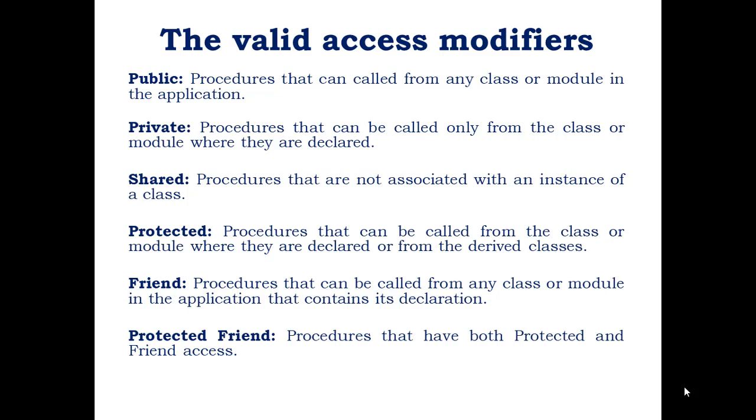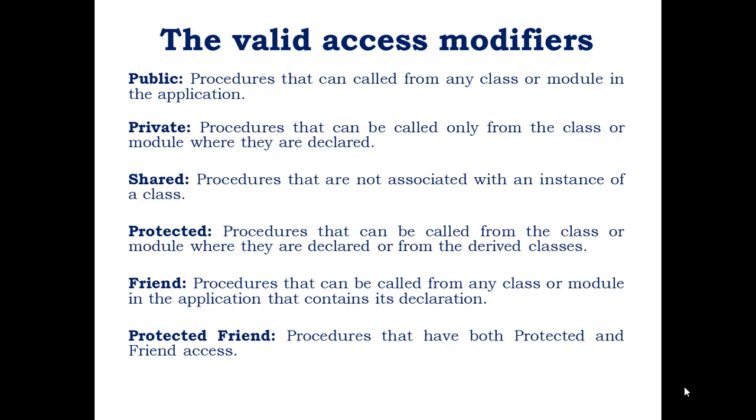The valid access modifiers. There are six important access modifiers. One is Public: procedures that can be called from any class or module in that application. Next, Private: procedures that can be called only from the class or module where they are declared. Third is Shared: procedures that are not associated with an instance of a class. Fourth is Protected: procedures that can be called from the class or module where they are declared or from the derived classes.